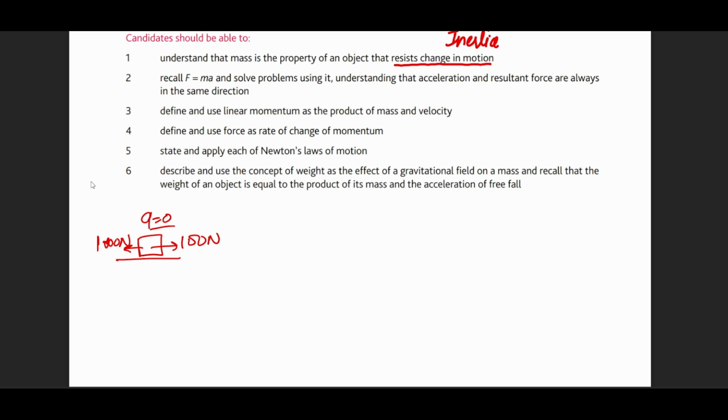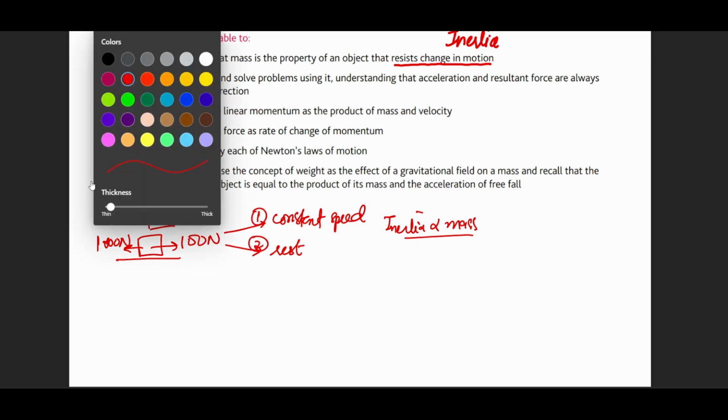So there are two things that the object could be doing. It could be moving at a constant speed, and it could be at rest. These are two options available or possible from the first law. The second law suggests, and in terms of inertia, inertia depends on mass, right? And it is the property to resist change. The object does not want to change its state of motion. And what are those states of motion? The first one is constant speed, the second one is at rest or being at rest.